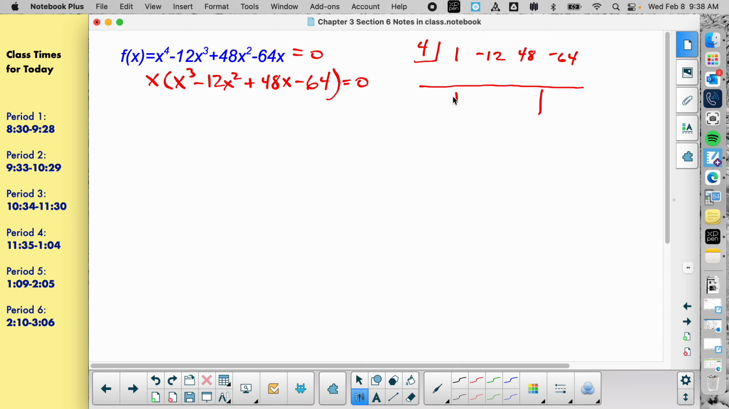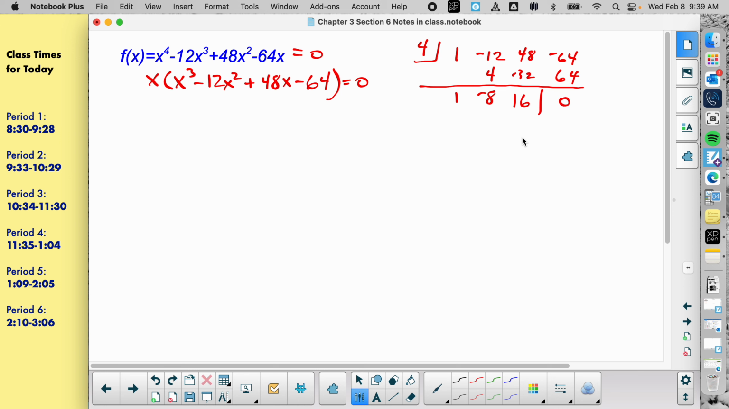Synthetic division, you bring down the first number, multiply it times the box, write your answer in the next spot. Add down. Multiply times the box. This might actually work right away. I was not expecting that. Yeah, it did.